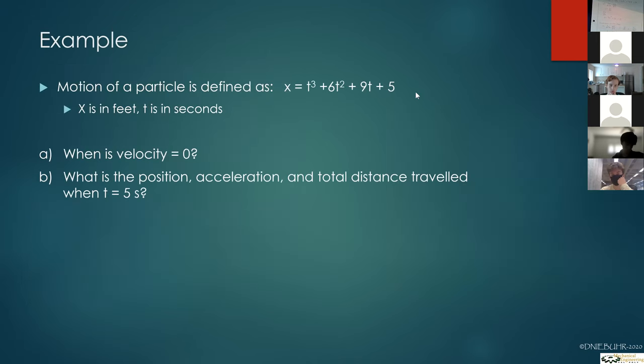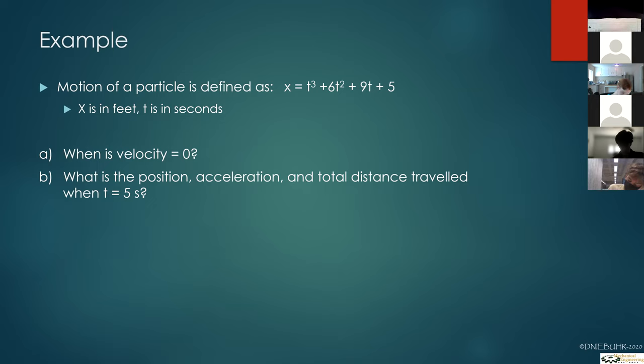Okay, good. Let's do another example. This one here, we're going to use this equation that we have, and we're actually going to solve something with it. We're given a motion of a particle defined as x equals t cubed minus 6t squared plus 9t plus 5. I'm going to write that down really quickly. You should write that down too. We know x is in feet, t is in seconds.